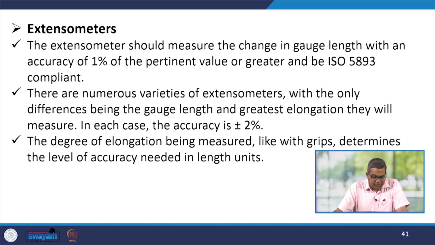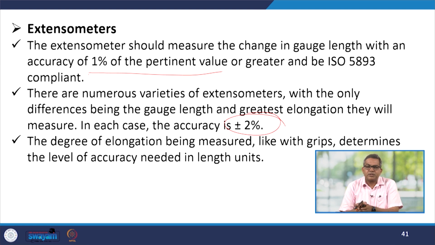The extensometer should measure the change in the gauge length with an accuracy of, say, 1% of the pertinent value or greater. There are numerous varieties of extensometer, with the only differences being the gauge length and the greatest elongation they will measure. In each case, the accuracy is plus or minus 2%. So, the degree of elongation being measured, like the grips, determines the level of accuracy needed in length units.